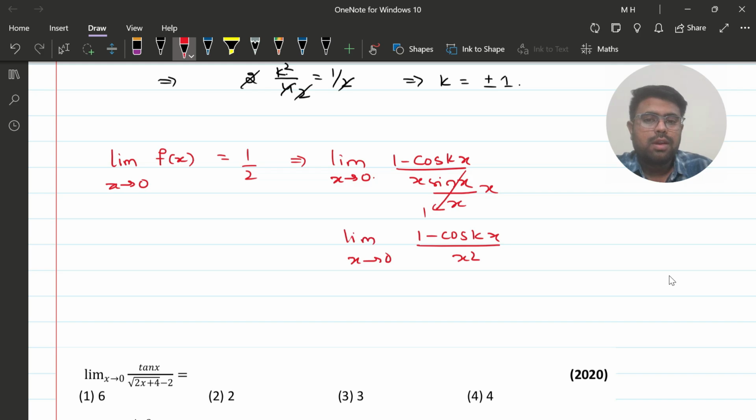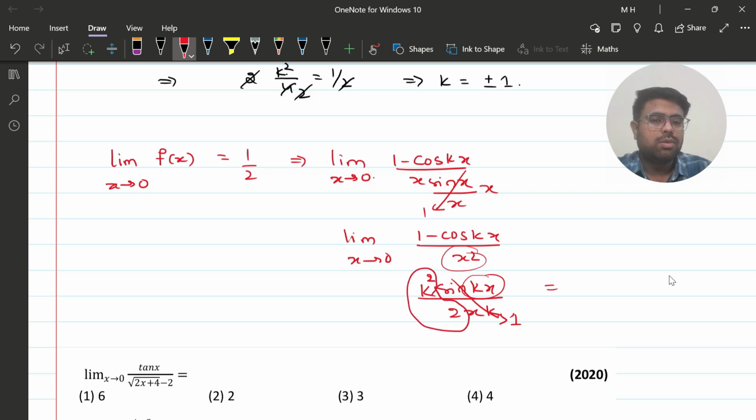Fine. Now I will apply the L'Hospital's rule. So what am I going to get here? The derivative of 1 is 0. Minus cos kx, the derivative is minus sin kx into k, so therefore it is going to be minus into minus plus. So it is going to be sin kx into k divided by the derivative of x square, which is 2x, right? Now for sin kx I need kx here, so I'll multiply it with k and divide it by k, so it is k into k is k square. This is going to be 1 now, so it is going to be again k square by 2, which is equal to 1 by 2.